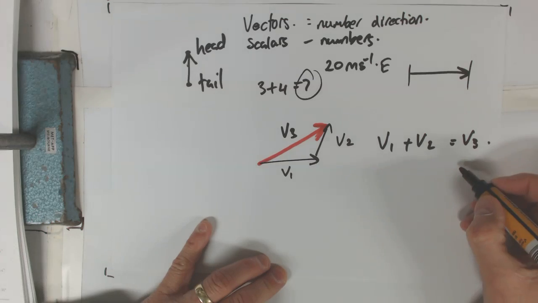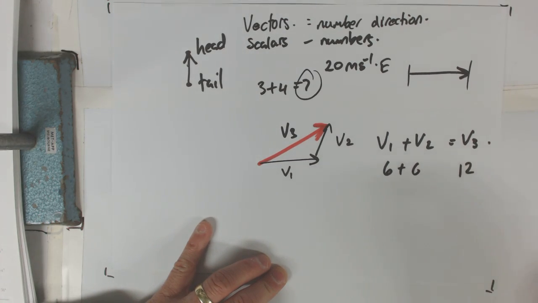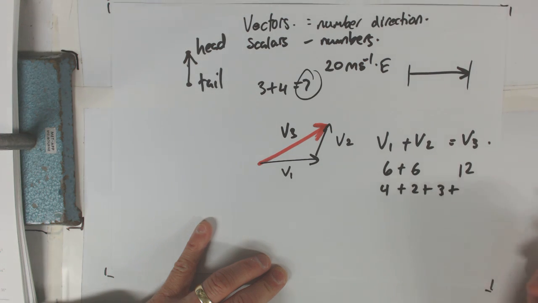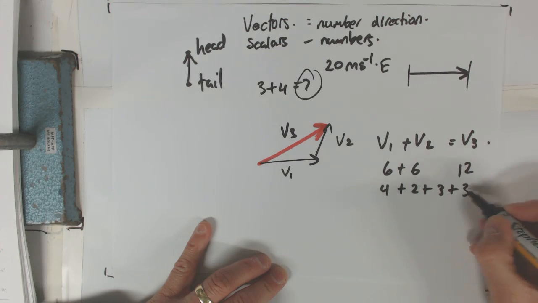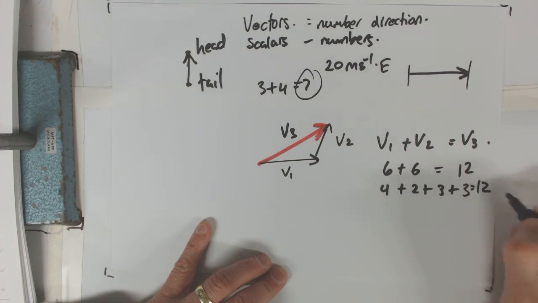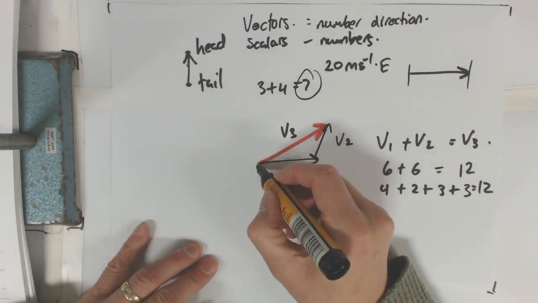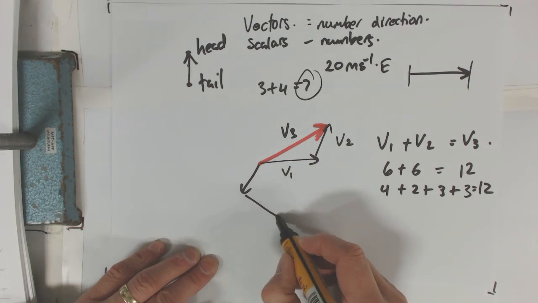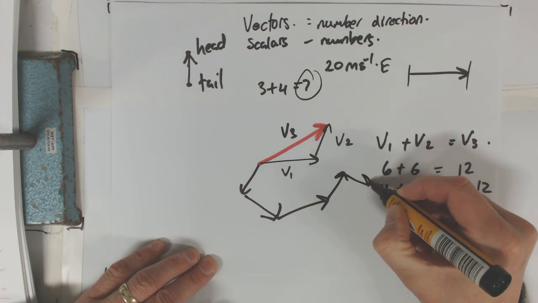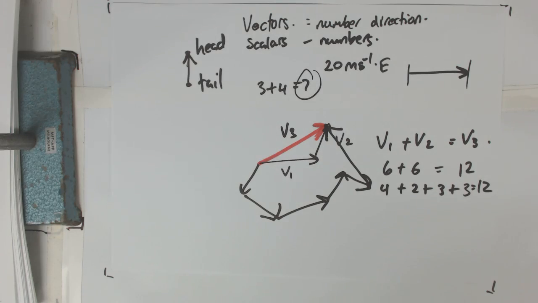Just like you can have a number, say you've got 12. 12 could be 6 plus 6. But it could also be 4 plus 2 plus 3, what's that, 5, 9 plus 3. So there are numerous ways we could add up to get 12. And there are numerous ways I could add up to get that red vector. That red vector could be made from a vector like that, like that, like that, like that, like that, and like that. Seems crazy, doesn't it?